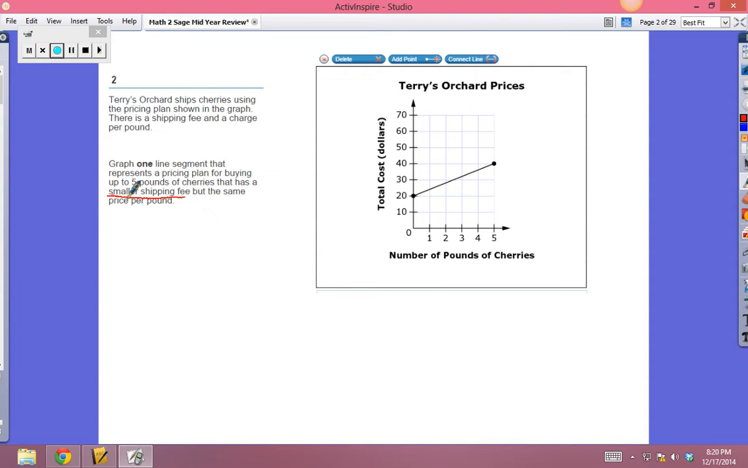So if we need to have a smaller shipping, let's start it out at 10. And we're going to keep the slope the same. The slope is going to represent the rate of change, and that is the cost per pound of cherries to ship. So the slope needs to stay the same. You're going to charge the same to ship the pound of cherries. It's just going to be a smaller shipping fee. So our line needs to be parallel, but it needs to be a little bit underneath 20, and there's several right answers.